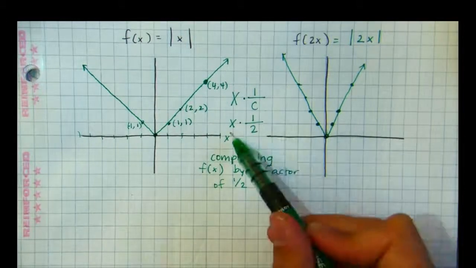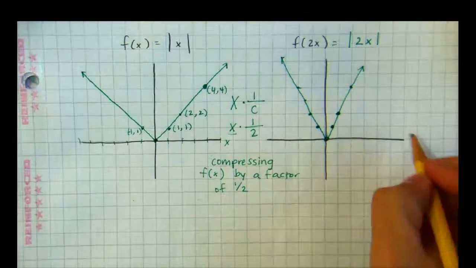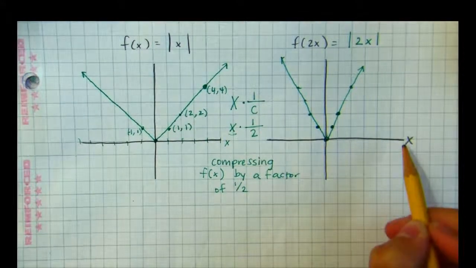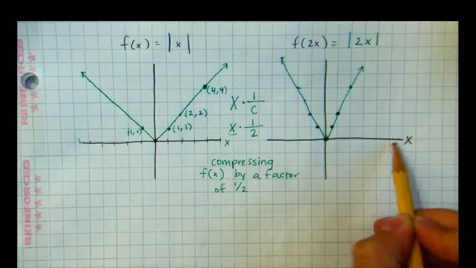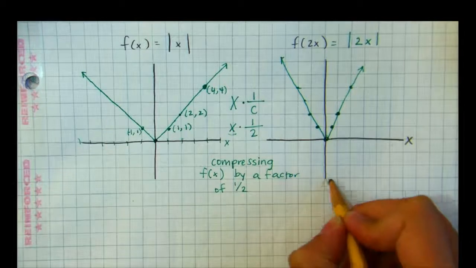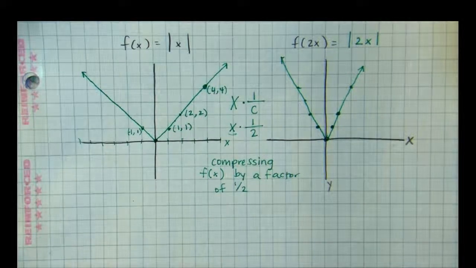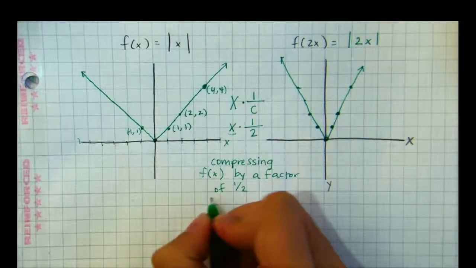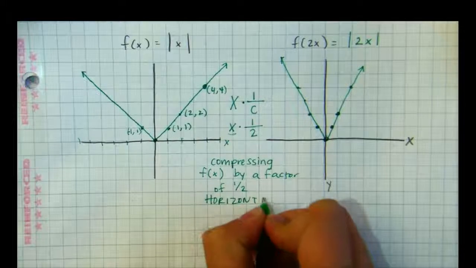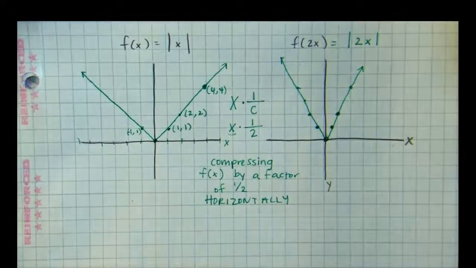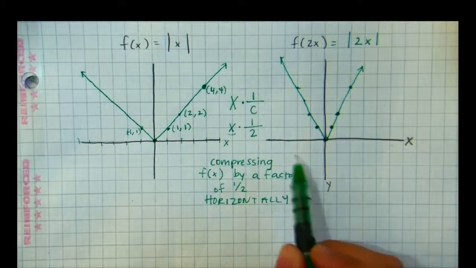my x values were the ones that changed. When your x values change, because your x-axis is your horizontal axis, so x is horizontal, y is vertical, my function is being compressed horizontally. So in this case, my function is being compressed by a factor of 1/2 horizontally.